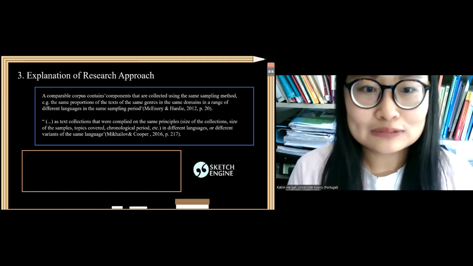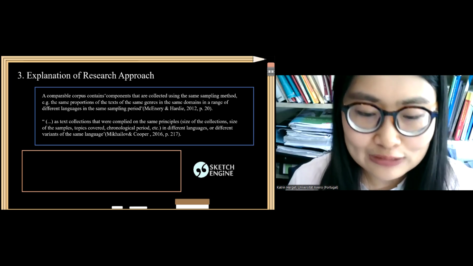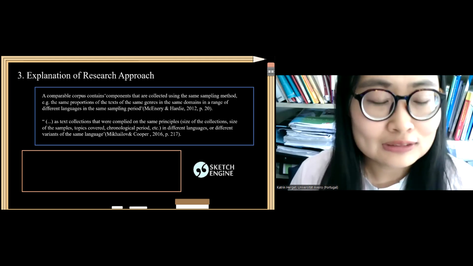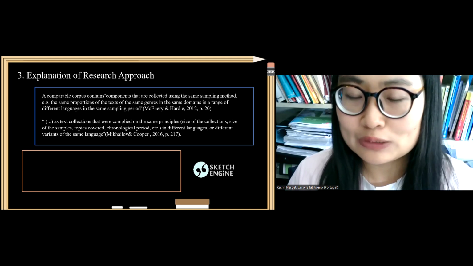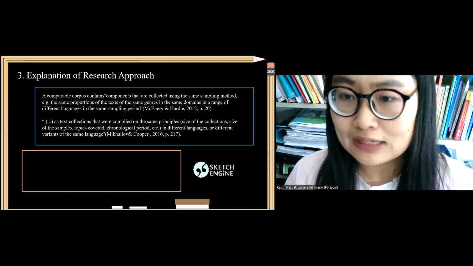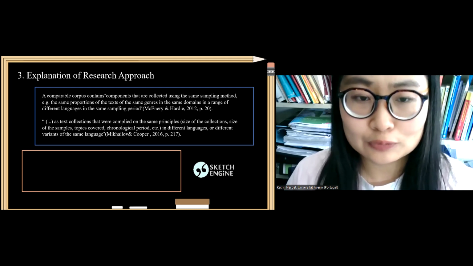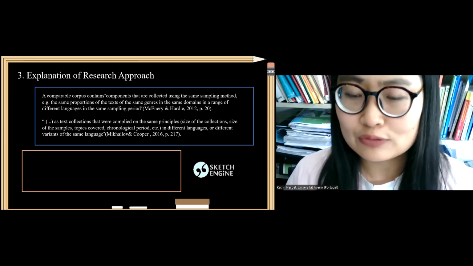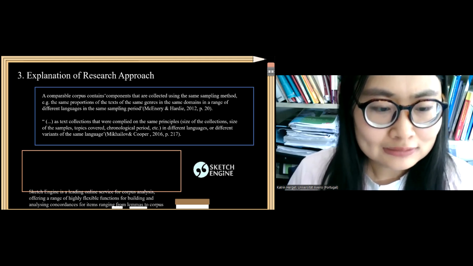And according to the authors McEnery and Xiao, they also define this type of corpora as text collections that were compiled on the same principles, size of the collections, size of the samples, topics covered, chronological period, in different languages or different variants of the same language.